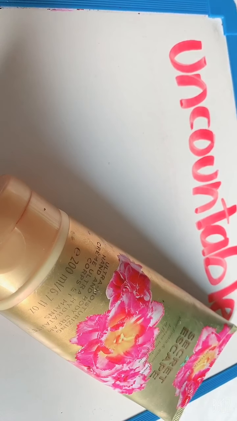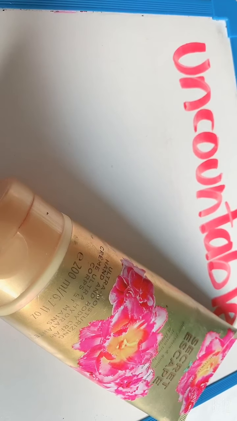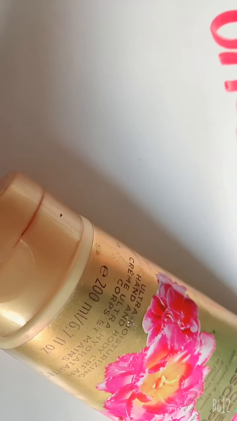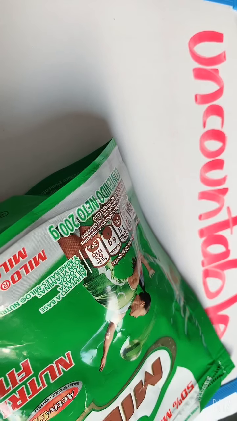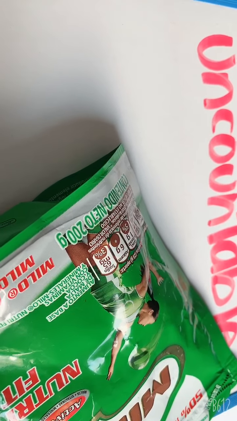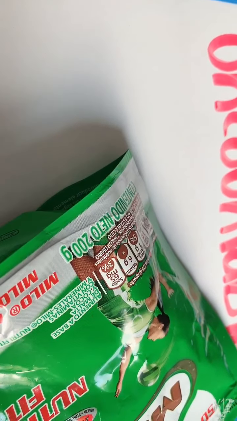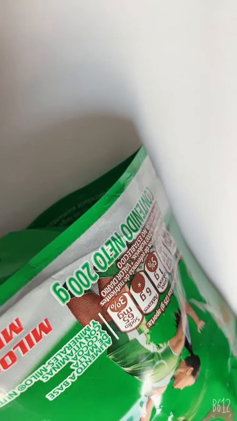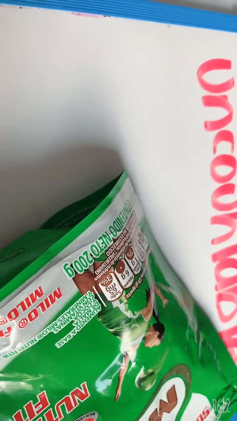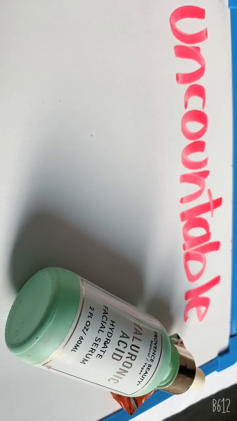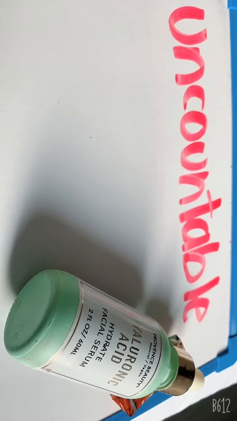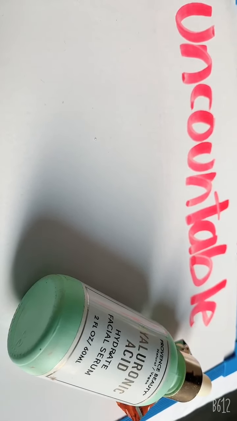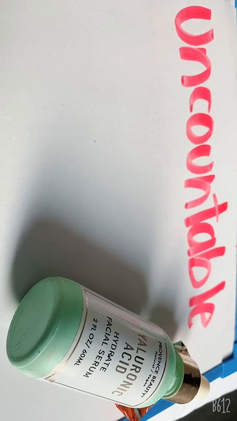How much cream is in this pot? There is 200 milliliters. How much chocolate powder is in this bag? There is 200 grams of chocolate powder in this bag. How much hyaluronic acid is in this jar? There is 60 milliliters in this jar.